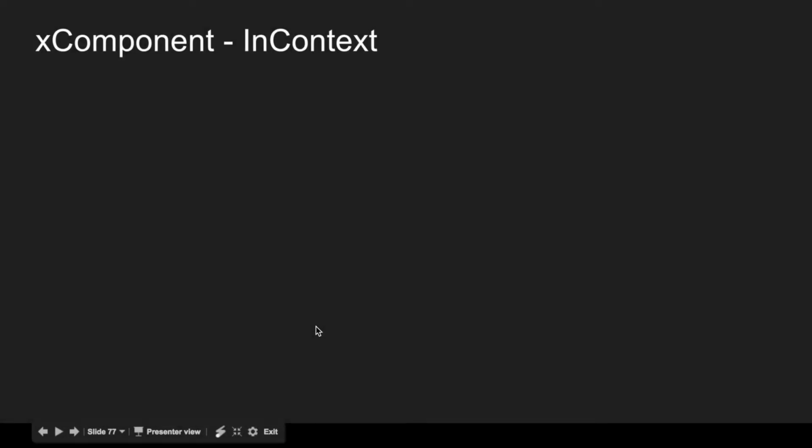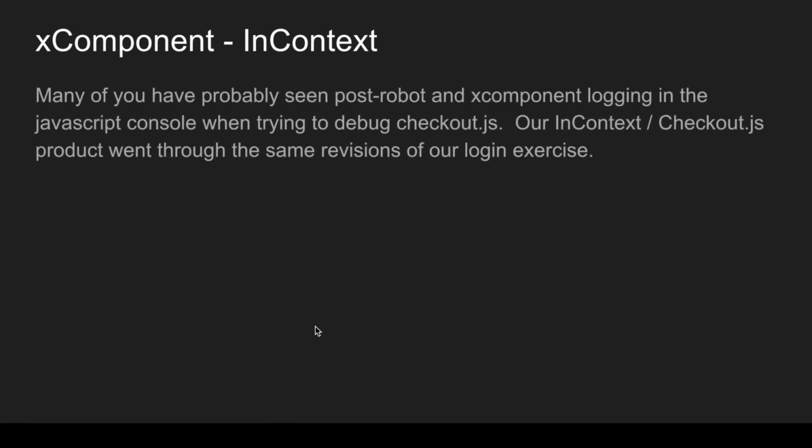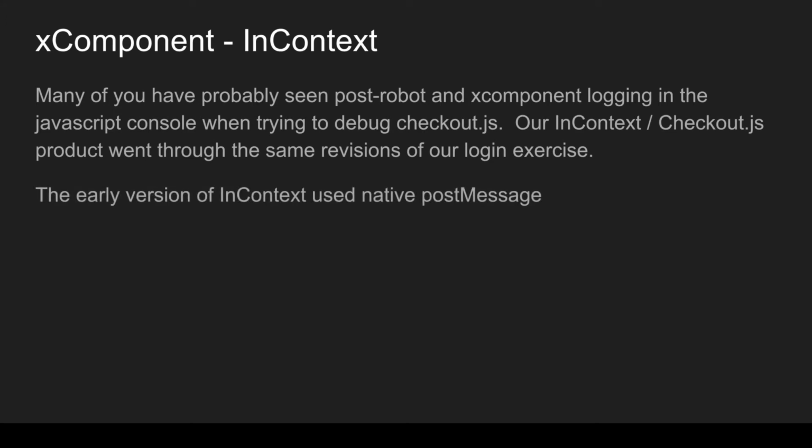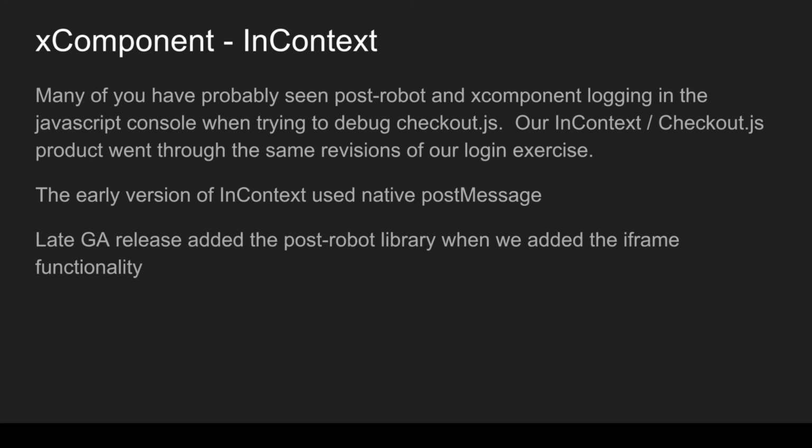All right. So xComponent and in context. Many of you have probably seen post-robot and xComponent logging in the JavaScript console when trying to debug in context version 3 or checkout.js version 4. Our in context or checkout.js product went through the exact same revisions that we did of our login exercise. The early versions of InContext used native post message, which we did in our very first section. Then late in the GA release, we added the post robot library when we added the iframe functionality.